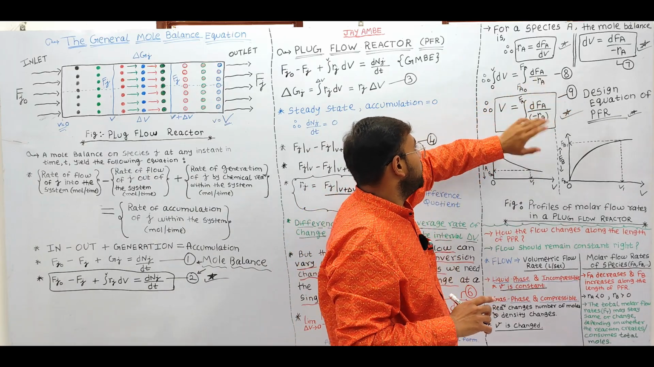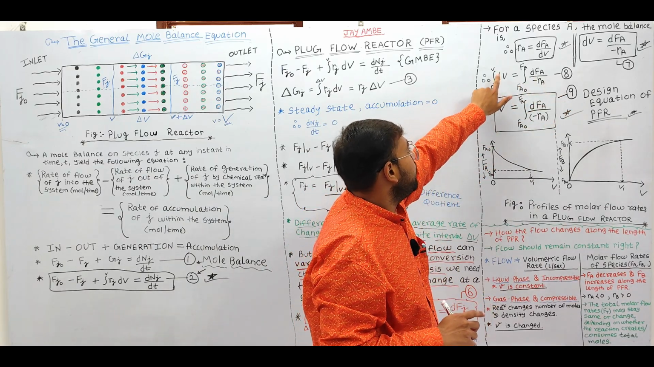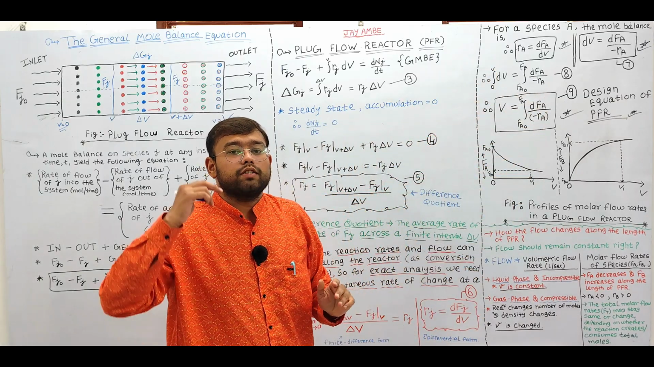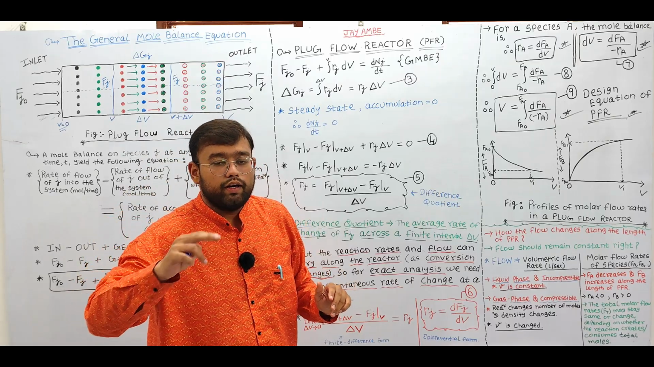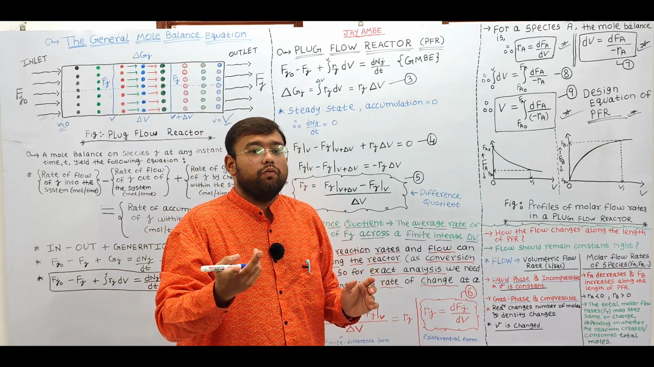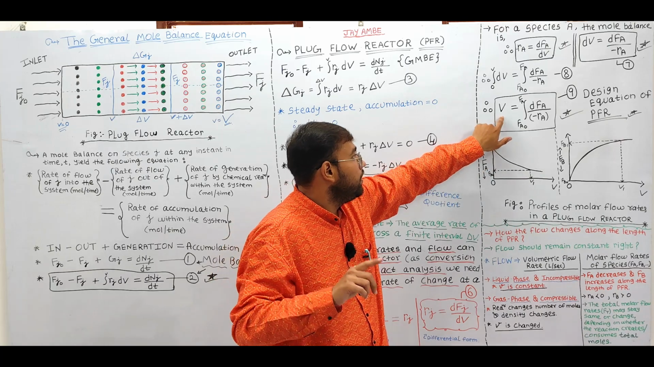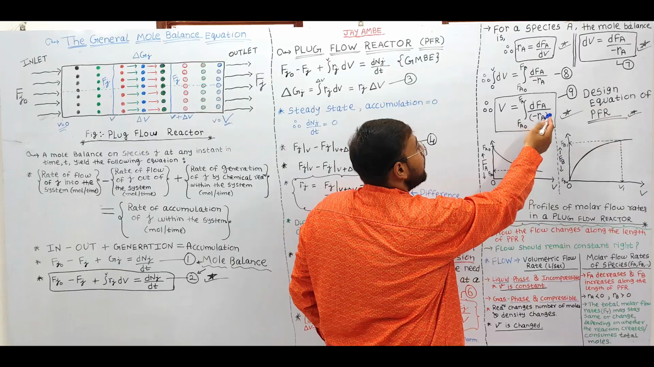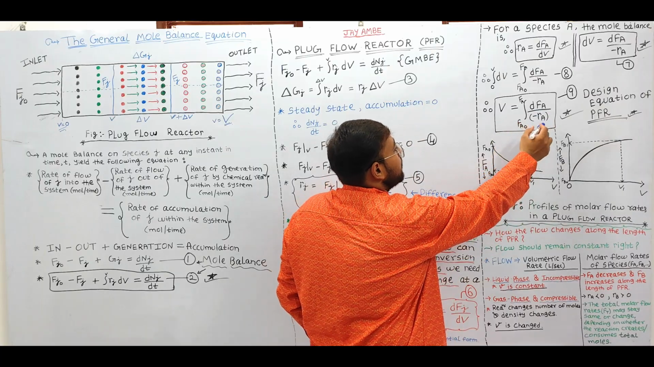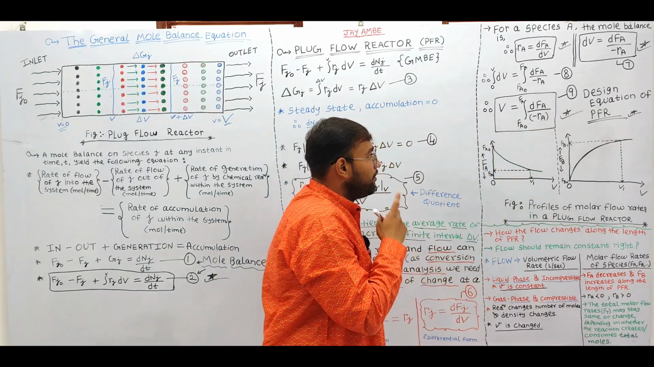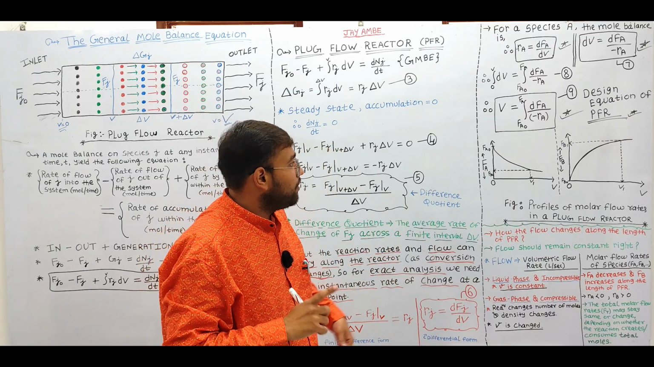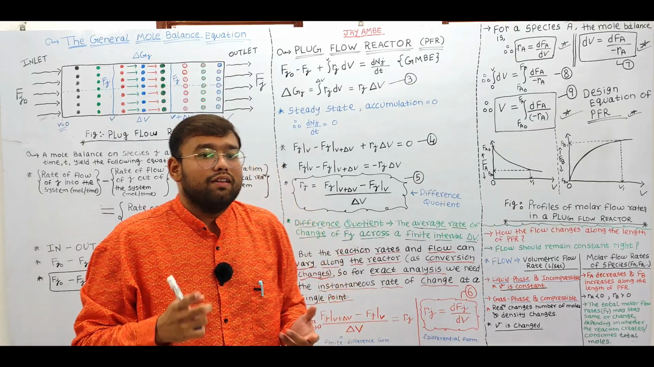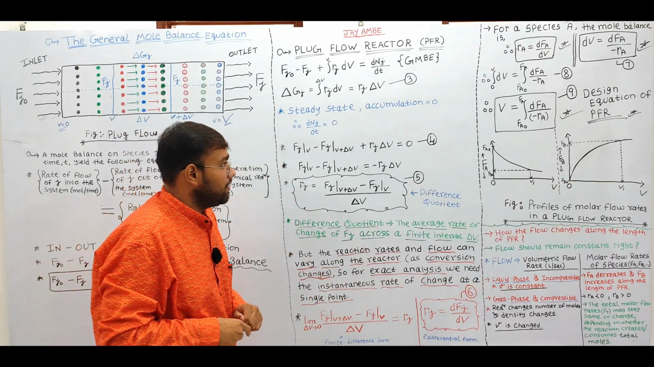So here we have the equation. Now if we integrate this, what will we get? Integration of dV leaves only V, with limits final minus initial, V minus 0, so we remain with only V. So V is equal to the integration from FA0 to FA of dFA upon minus Ra. This is equation 9. Equation 9 represents the design equation of the plug flow reactor. I hope you have understood how we derived the design equation of the plug flow reactor.